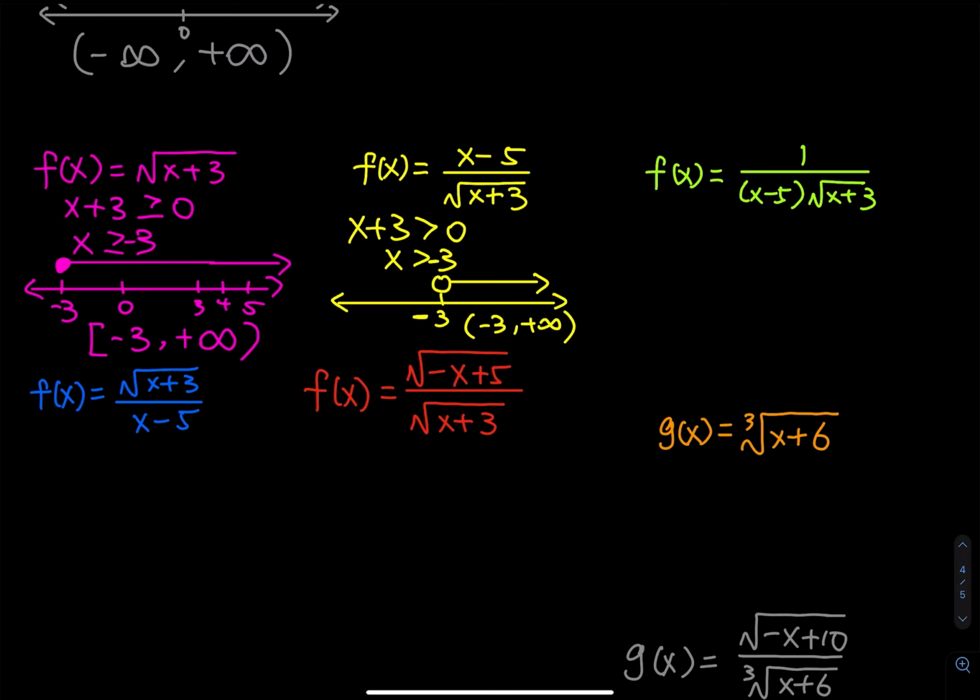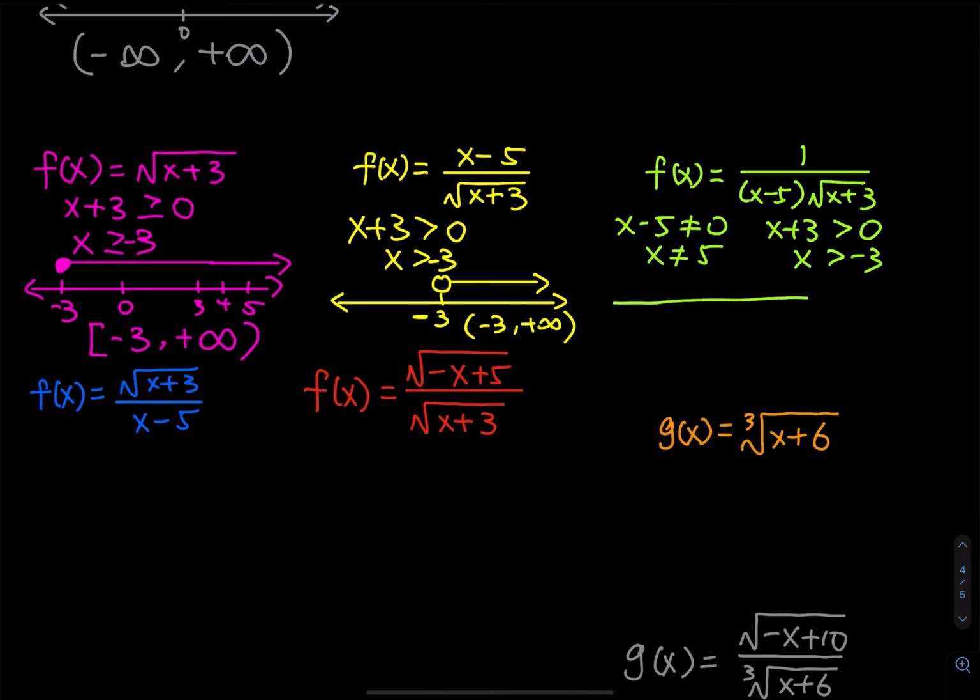So for the x minus 5, we have to point out that x minus 5 cannot be equal to 0. So x cannot be equal to 5. All right, and then this one, x plus 3 must be greater than, no equal, greater than 0. So x must be greater than negative 3. And then you draw a number line.